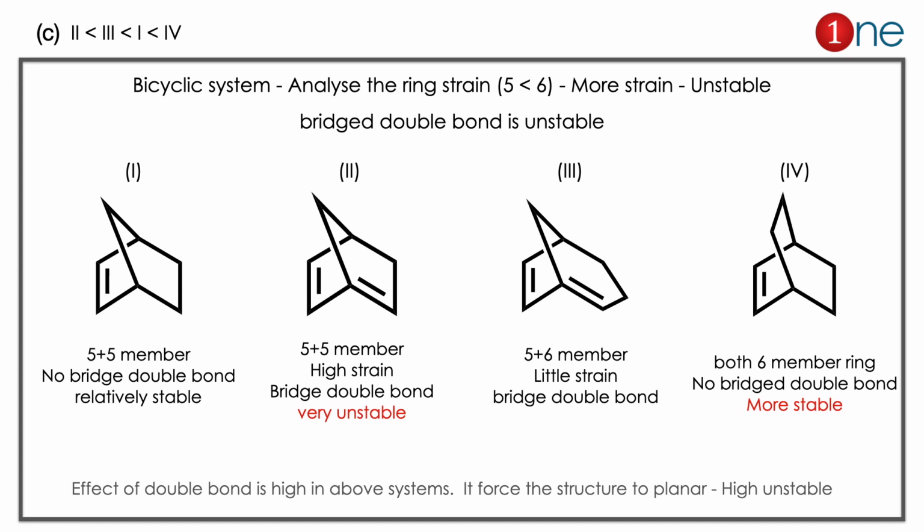So if you look at the stability, 2 will come least, then third, then first and fourth will be the most stable one. So the answer is clearly C there. Here the concept you have to learn is that the double bond effect is higher than the ring strain because it forces the structure to be planar, very highly unstable.